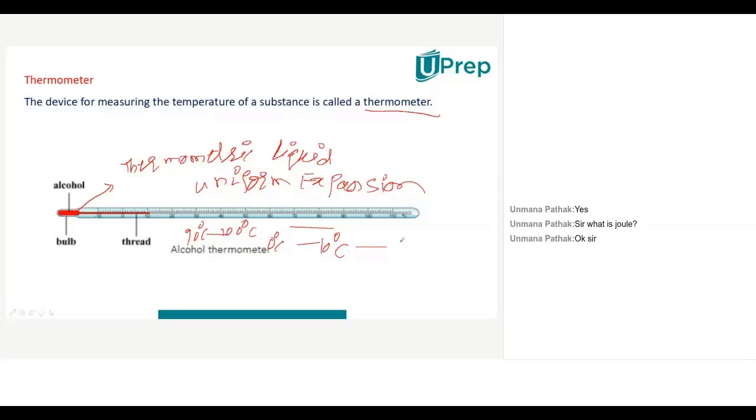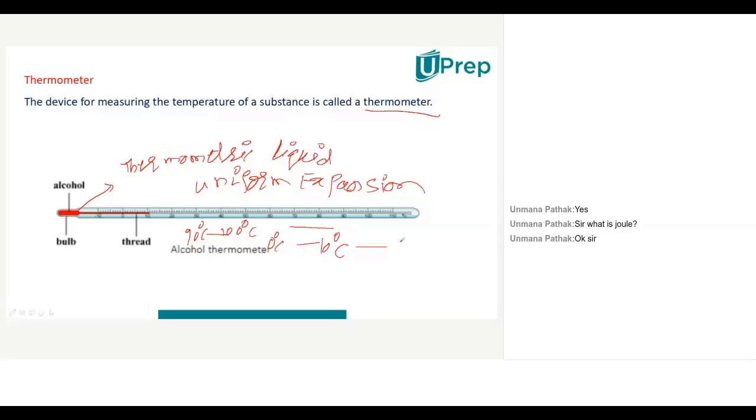So uniform expansion must be there, and only that type of material must be used to find out the temperature. That's why any thermometric liquid or thermometric material which we use to measure the temperature must have uniform expansion. This is one thing you have to remember.